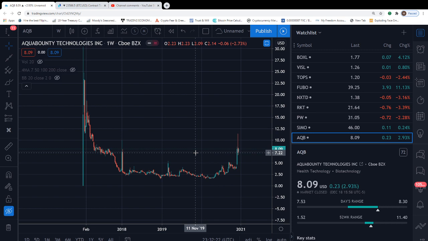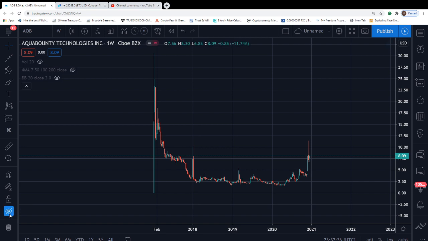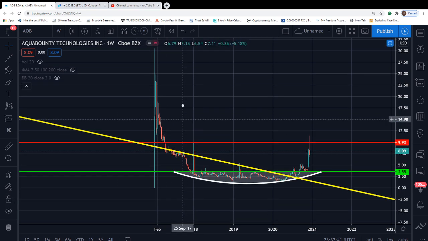All right, so today's December the 20th, 2020, and the previous close of AQB is going to be $8.09. It's up about 2.9% for the day. All right, guys, so let's go ahead and reveal the lines that I've come out with. It's a little bit messy, more than I normally have, but that's it right there.